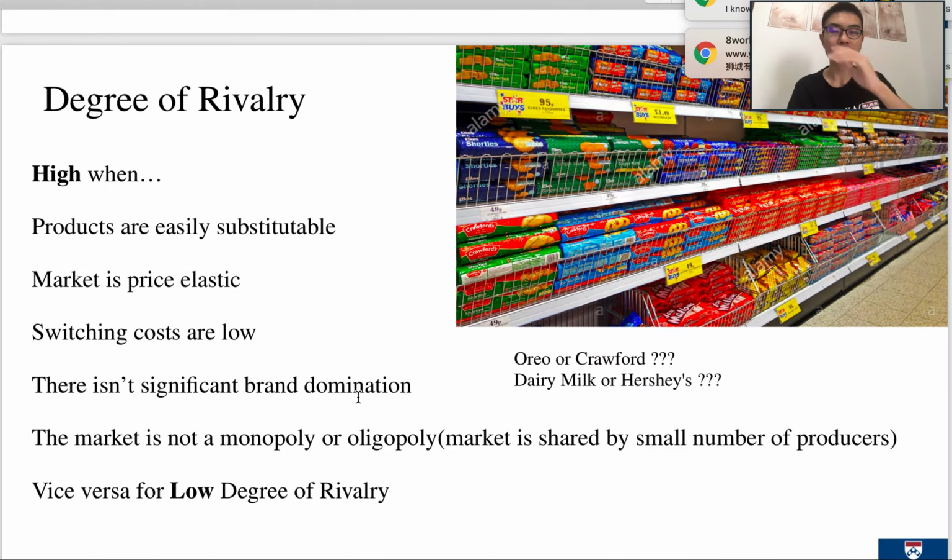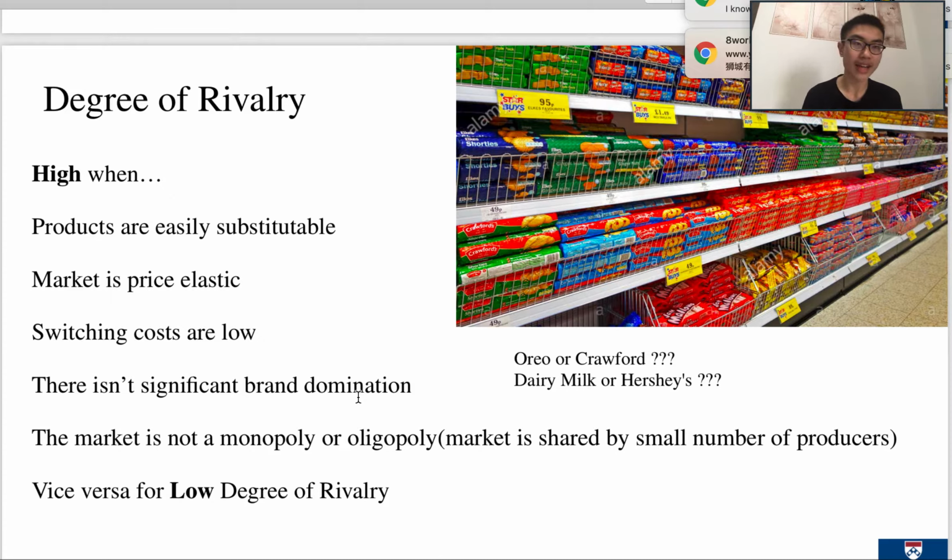Okay, so now start with degree of rivalry. We may consider this interesting question: should we buy Oreo or Crawford, Dairy Milk or Hershey's? Degree of rivalry is high when products are easily substitutable, because then we can buy Oreo or Crawford, and if Oreo lowers the price, Crawford may face a crisis because it will lose market share. When Crawford lowers the price, Oreo may face certain problems.